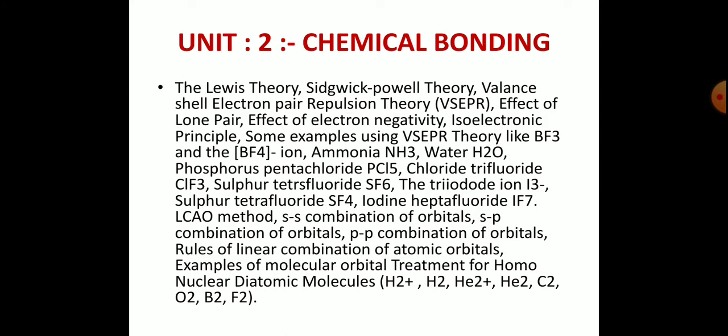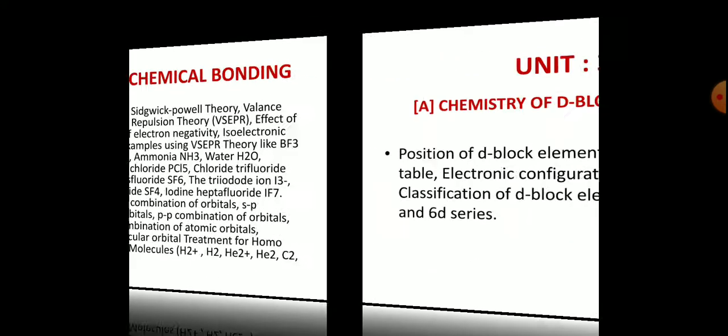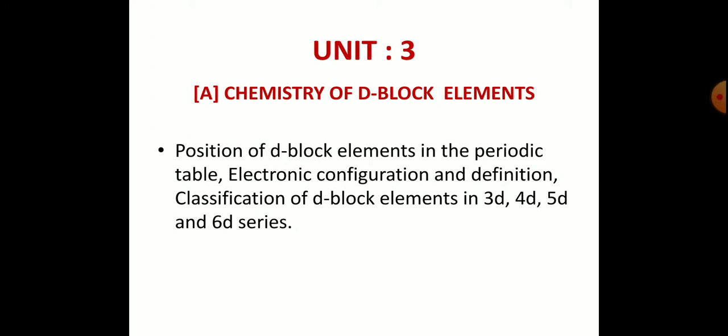Then unit number 3. Unit 3 is divided into two parts. Part A is chemistry of d block elements and part B is fundamental concepts of coordination chemistry. Let's see part A, chemistry of d block elements.